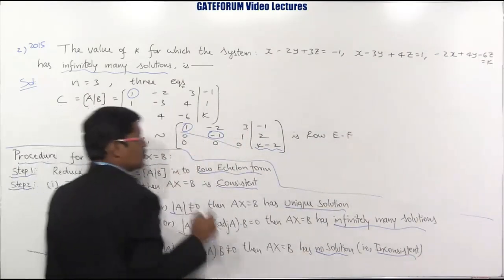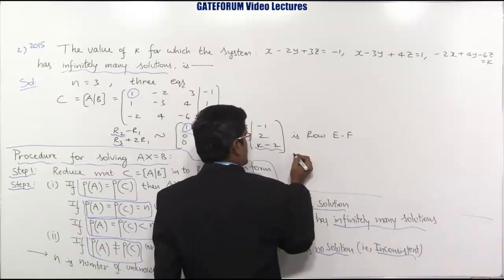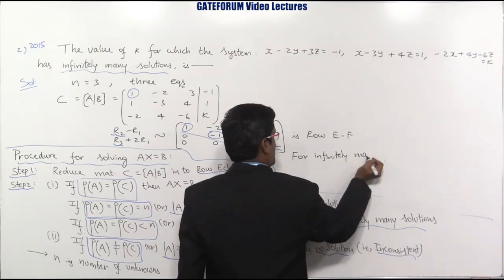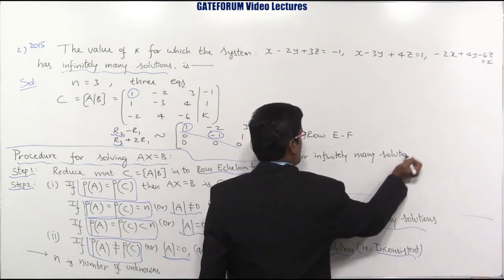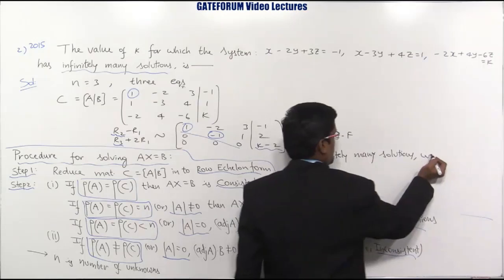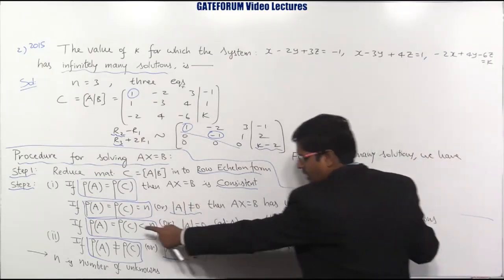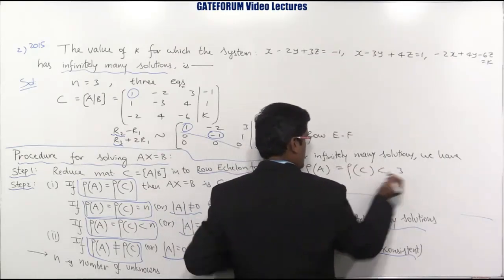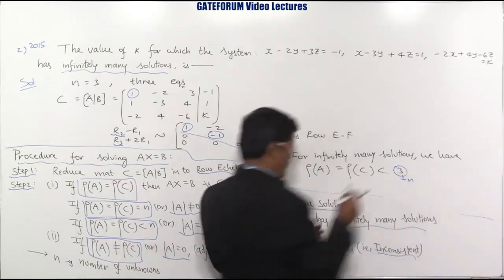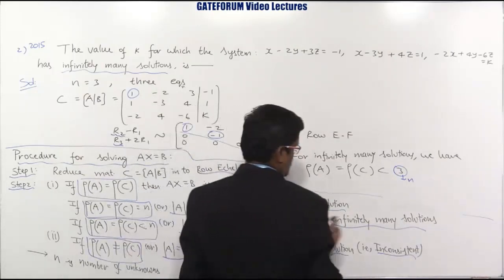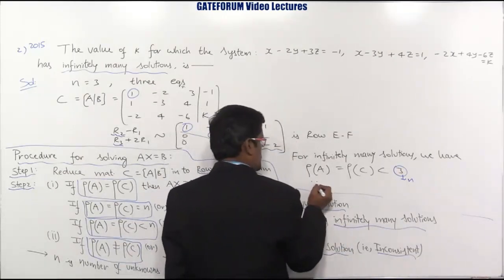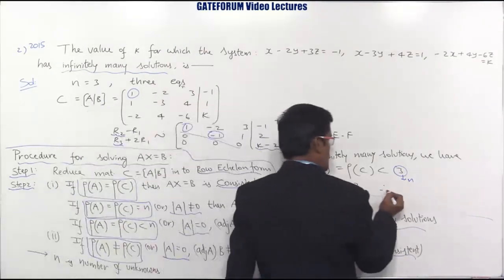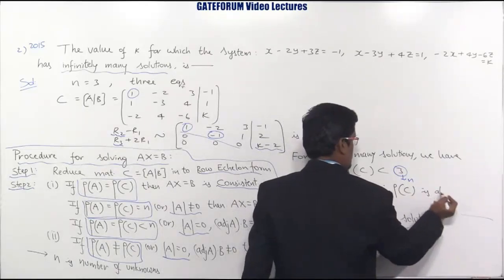Now rank A is equal to 2. Okay. For infinitely many solutions, this is already provided information. What is the formula provided? Rank A is equal to rank C less than 3. What is this 3? The number of variables. So, since rank A is equal to 2, because there are 2 non-zero rows, therefore rank C is also 2.